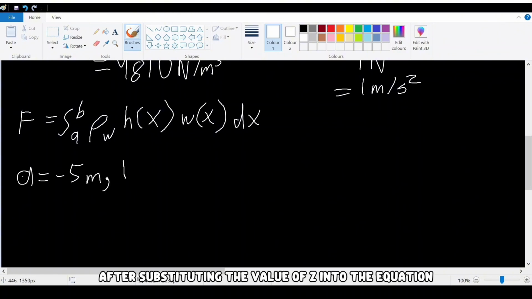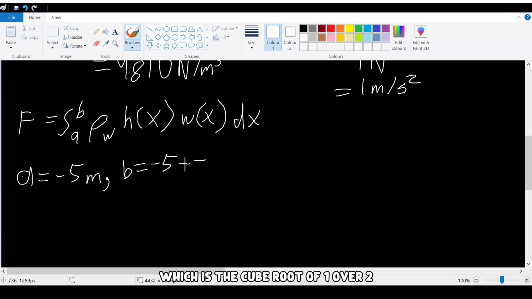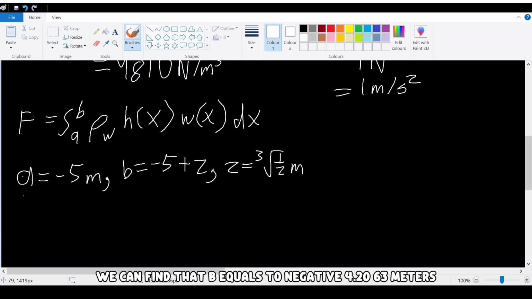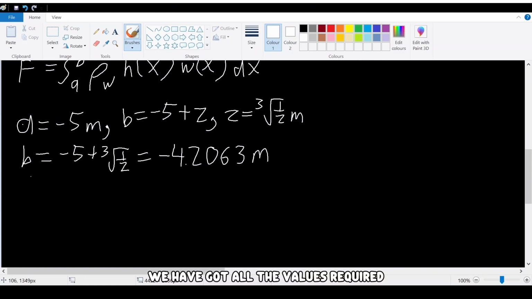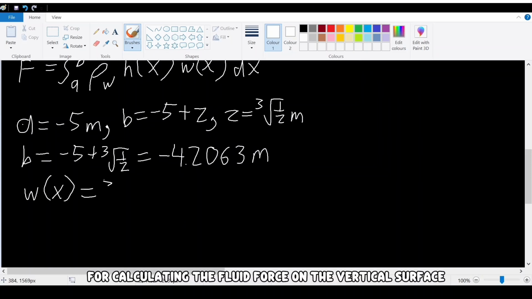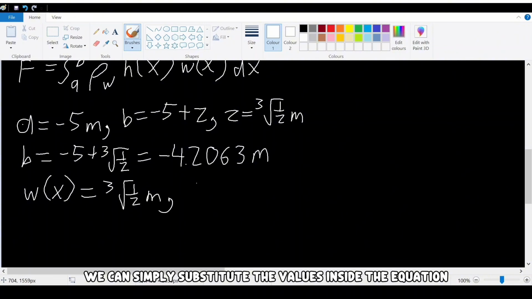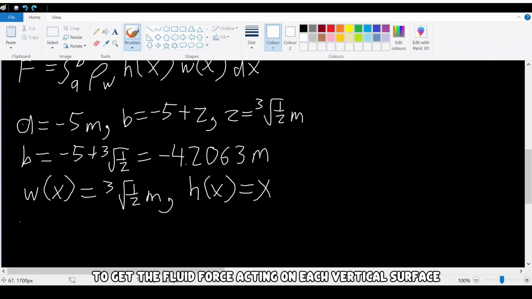After substituting the value of Z into the equation, which is the cube root of 1 over 2, we can find that B equals negative 4.2063 meters. Therefore, until here, we have got all the values required for calculating the fluid force on the vertical surface. We can simply substitute the values inside the equation to get the fluid force acting on each vertical surface.